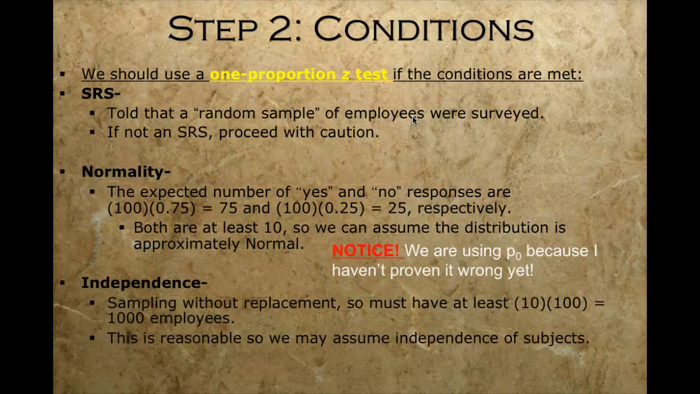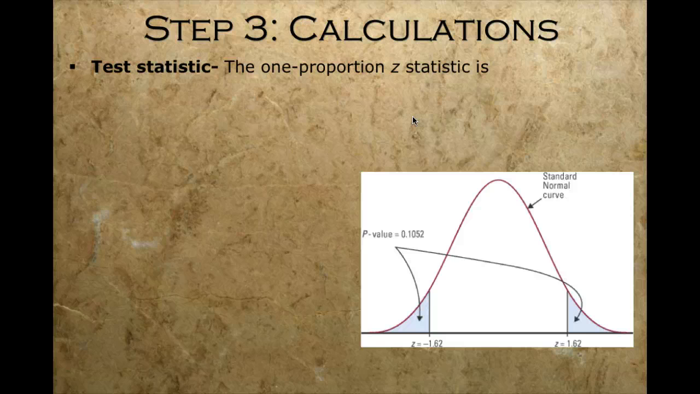Independence, sampling without replacement, so it makes sense that I need to have at least 1,000 employees. It's reasonable that this chain restaurant has that many, therefore I can assume independence of my subjects. Finally, I get to my calculations.